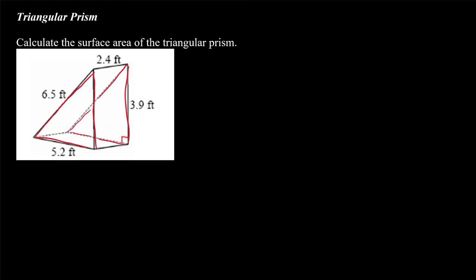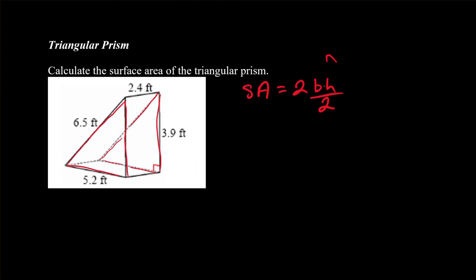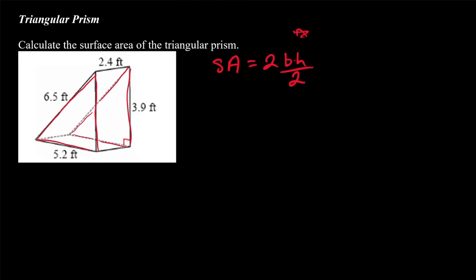The surface area of this object is going to be 2 times base times height divided by 2, because it's 2 triangles, and then it'll be our area 1, area 2, and area 3, where area 1 is right here, area 2 is on the bottom, and then area 3 is over on this side. So hopefully that makes sense.